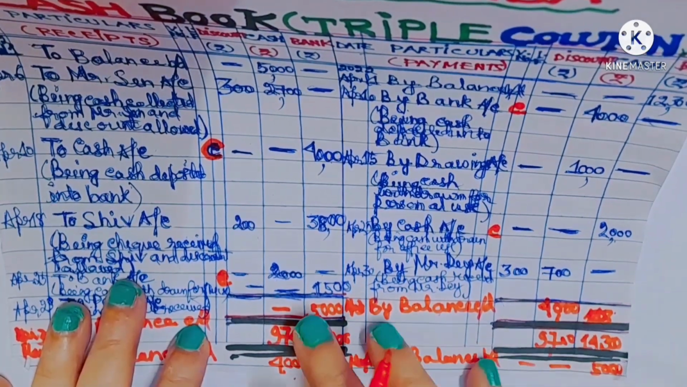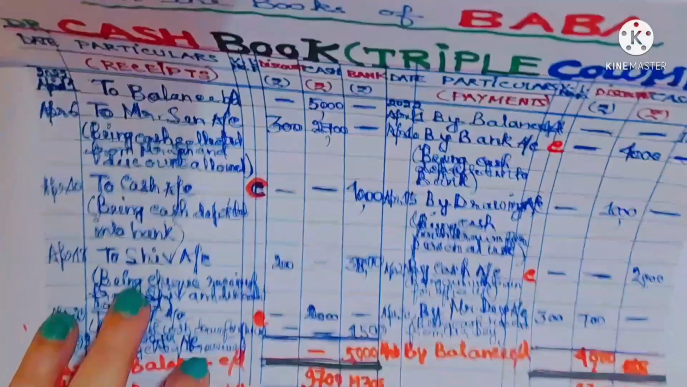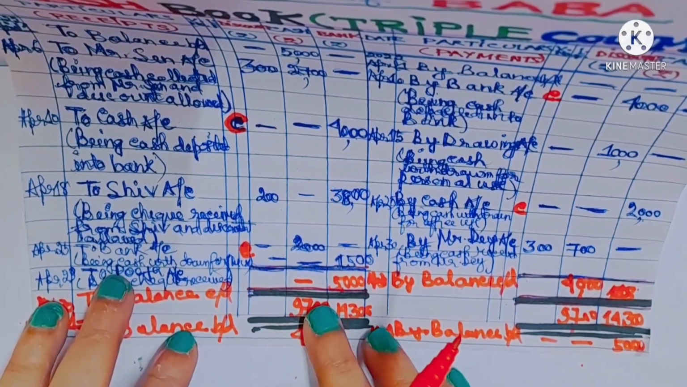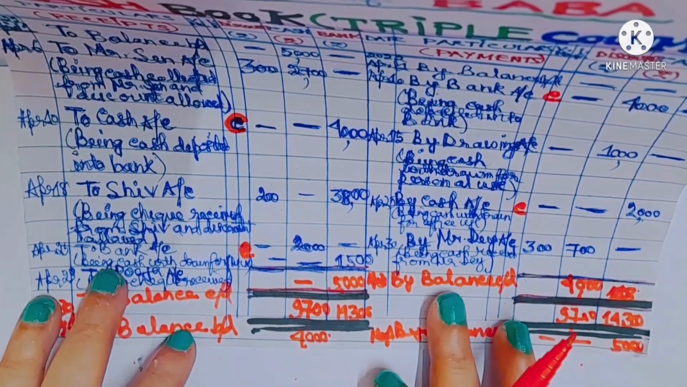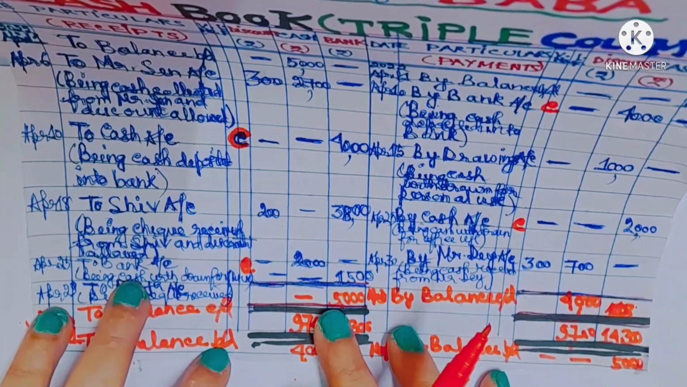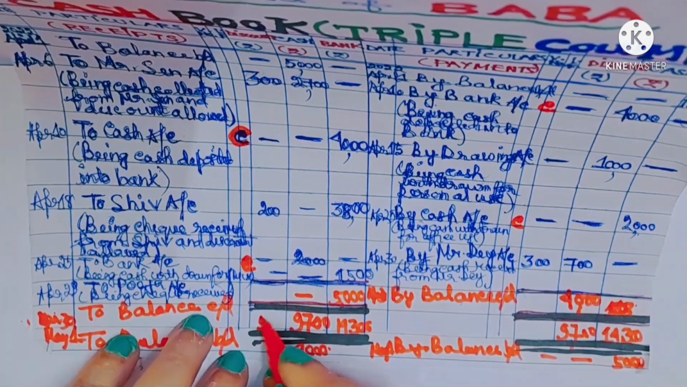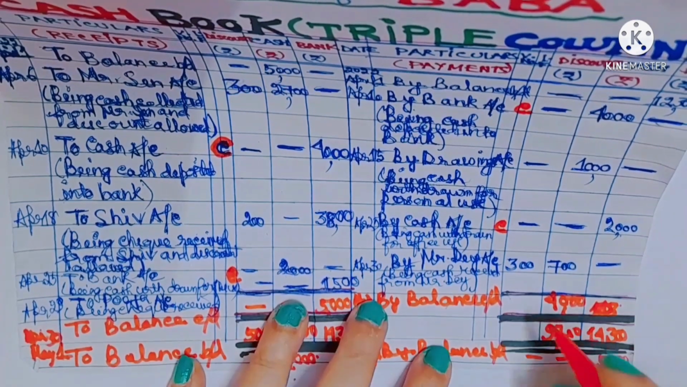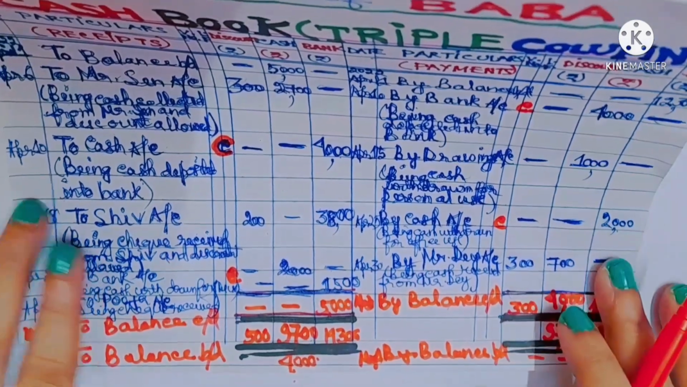Now let's see the discount column on the debit side and the discount column on the credit side. Please remember, the discount column on the debit side and the discount column on the credit side are only totaled and not balanced. So there will be no balancing figure. This is the rule. I've told you many times. What is the total of the discount column on the debit side? See, 300 and 200, so 500. What is the total of the discount column on the credit side? Only 300. But we don't have to balance the discount column.